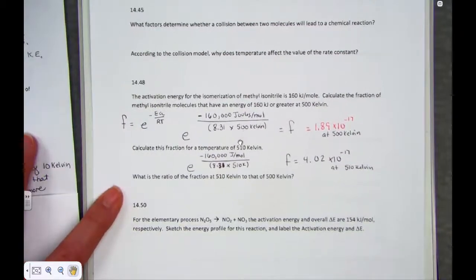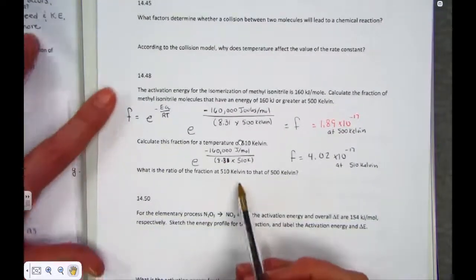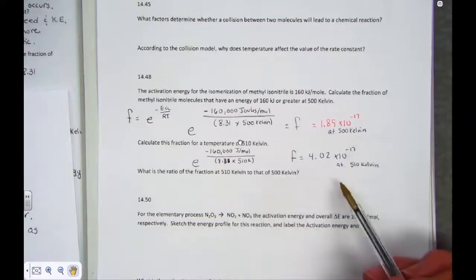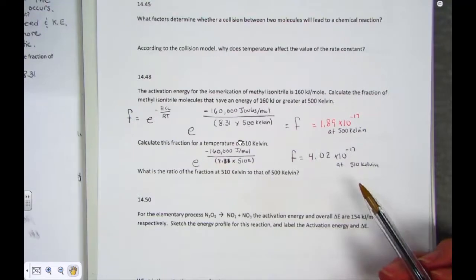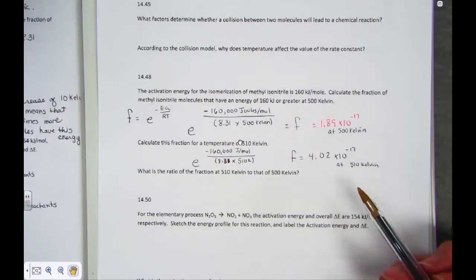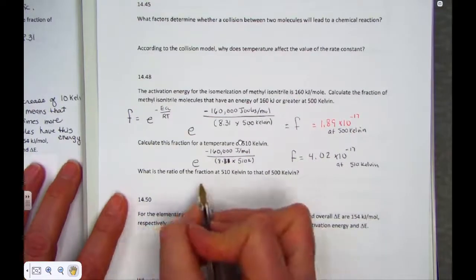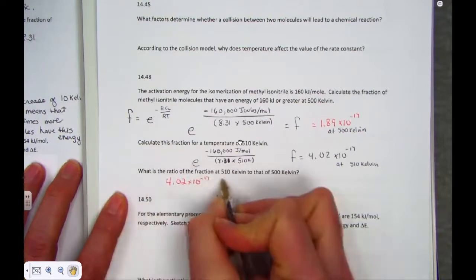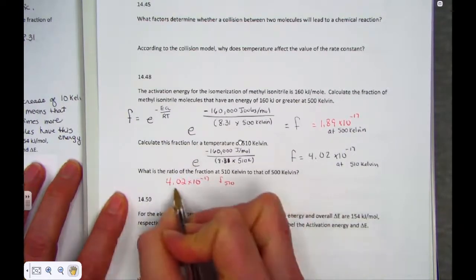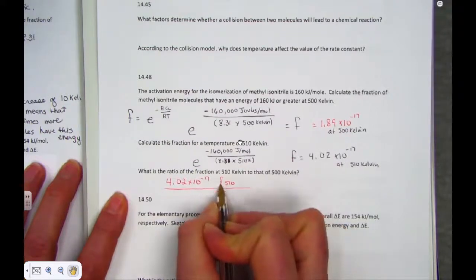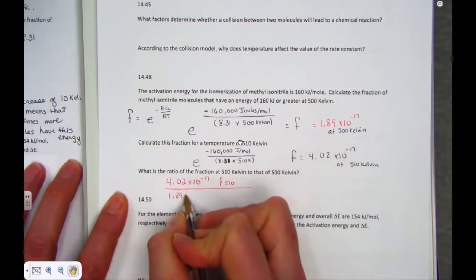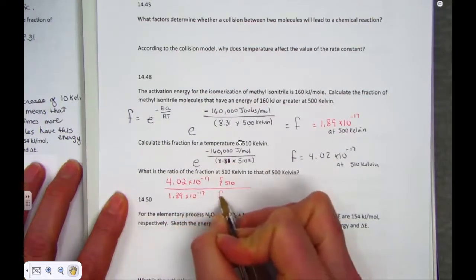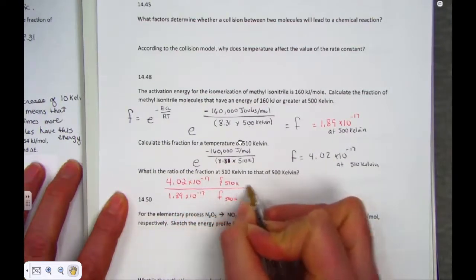More interesting than the number is a ratio comparing how many more molecules are meeting the criteria at a 10-degree change. We raised the Kelvins from 500 to 510. By what factor did we see the overall number of molecules actually achieving that activation energy? So let's compare the ratio. At 510, we saw 4.02 times 10 to the negative 17th. That was the fraction at 510 Kelvin. 1.89 times 10 to the negative 17th was the fraction at 500 Kelvin.